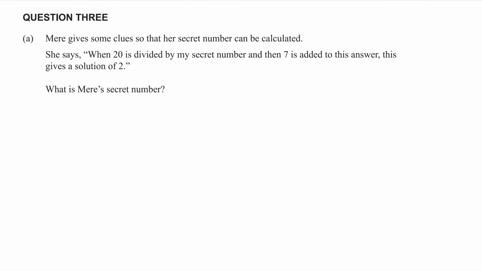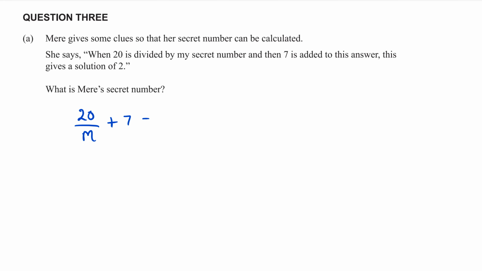Okay, so question 3. Oh, I love these types of questions. All right, guys, so for this question, the challenge is trying to work out how to write this equation. Just follow the words itself. It says, when 20 is divided by my secret number. So we can say 20, and then Mary's secret number, we can put it as M, for example. It's divided by my secret number, and then 7 is added to this answer. So we're going to divide it by M first, and then we're going to add 7.